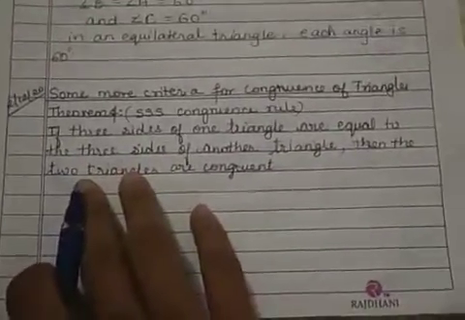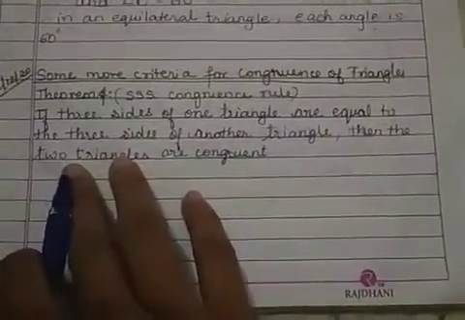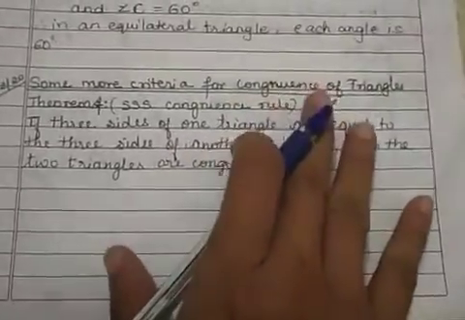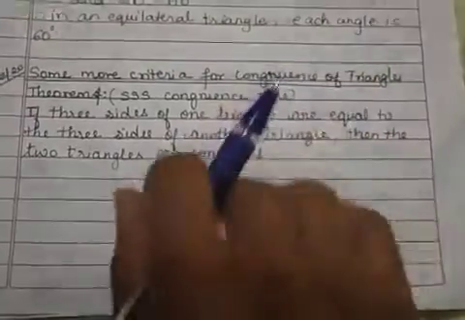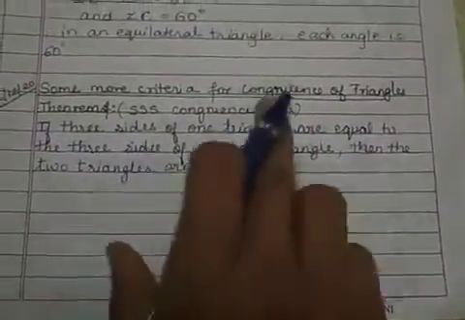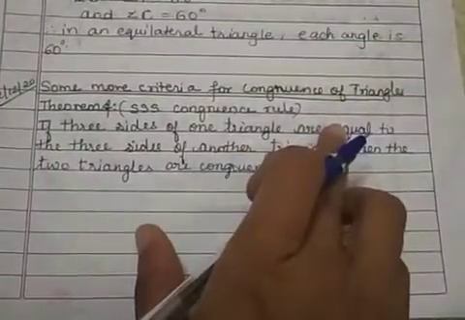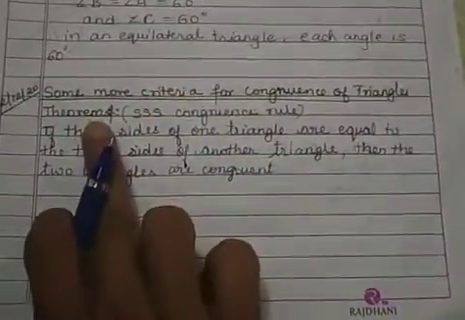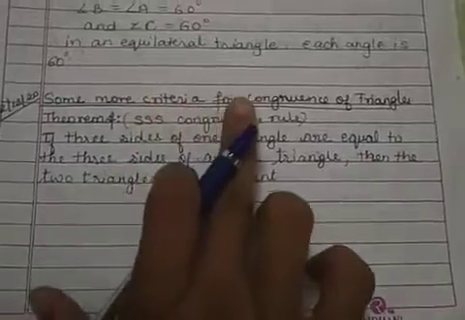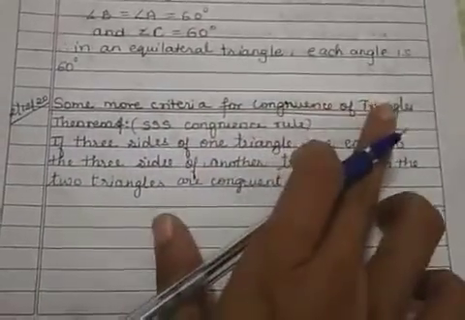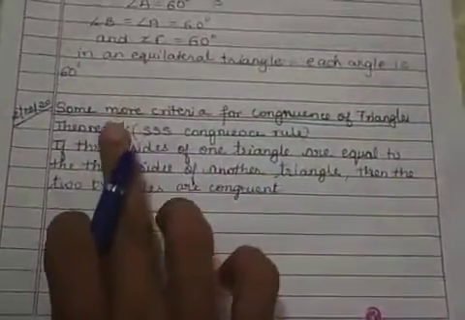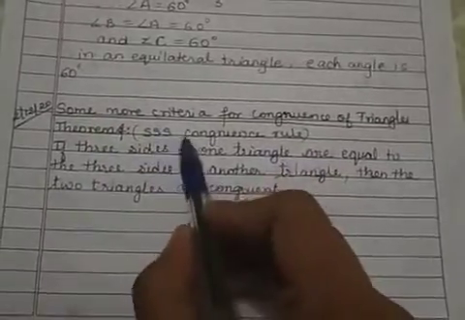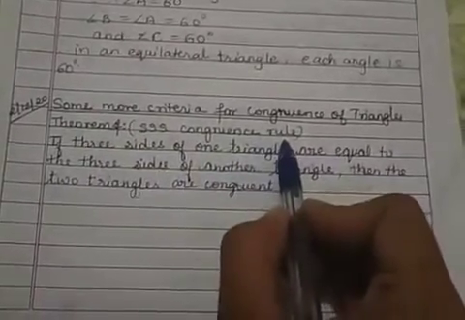In the last classes, we have seen some criteria for congruence of triangles, and we also solved some problems based on those criteria. Today we will see another two criteria for congruence of triangles. One of them is the SSS congruence rule.